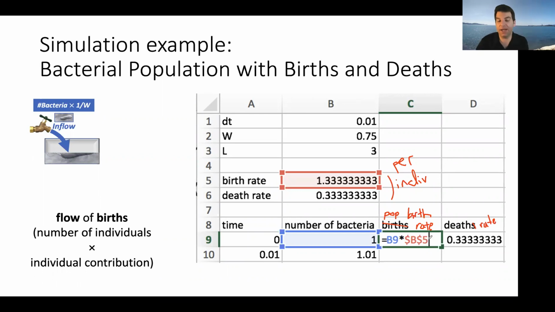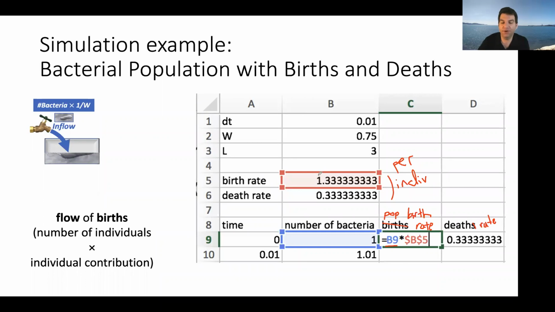And so I get that population birth rate by saying how many individuals are in my population. That's B9. That's the number of bacteria currently at time 0. And I multiply that by the individual level birth rate, which is up here at B5. And I've got dollars in front of it because I always want this to be the individual birth rate in every single cell, even after I fill down.